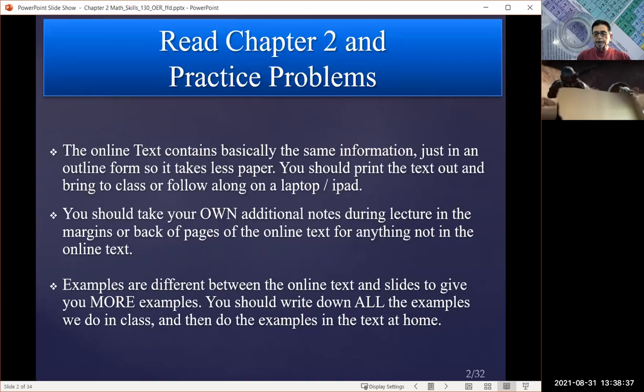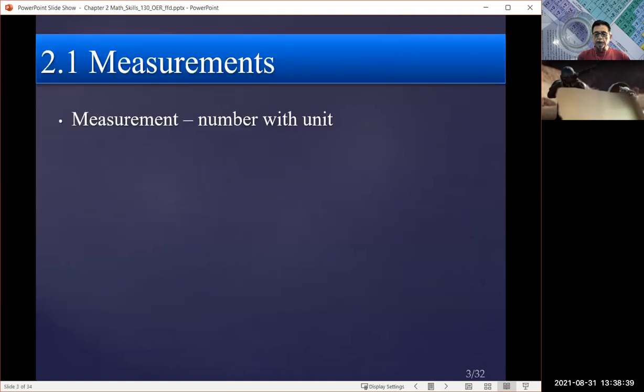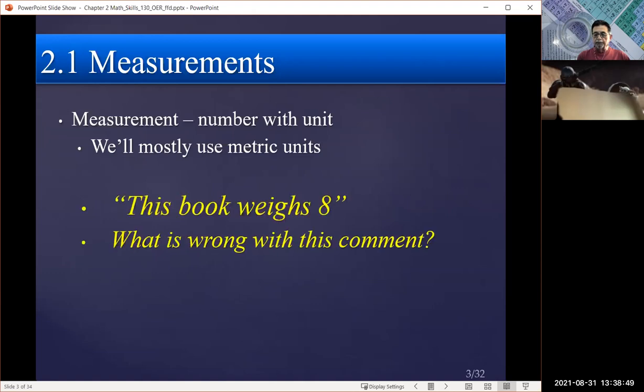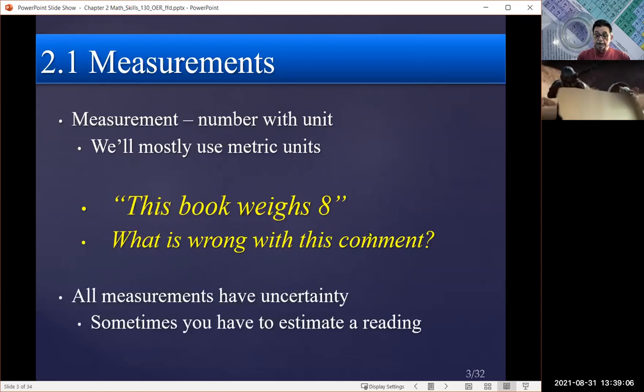Obviously, there are a lot of practice problems. Don't forget to do this. Anyway, a measurement is any number with a unit, because you've got to have a unit. Because if you just say a book weighs 8, it doesn't mean anything. 8 what? 8 ounces, 8 pounds, 8 tons. Without the units, that number is meaningless.